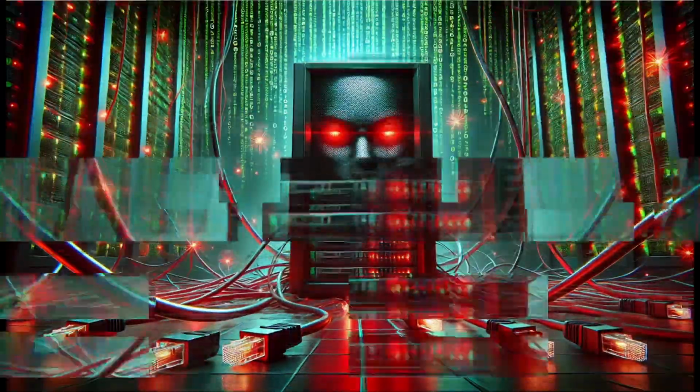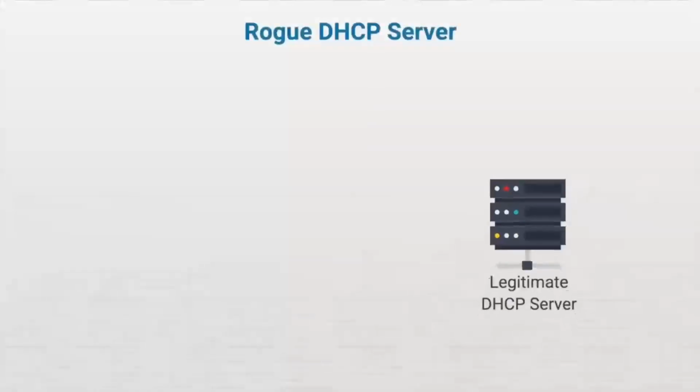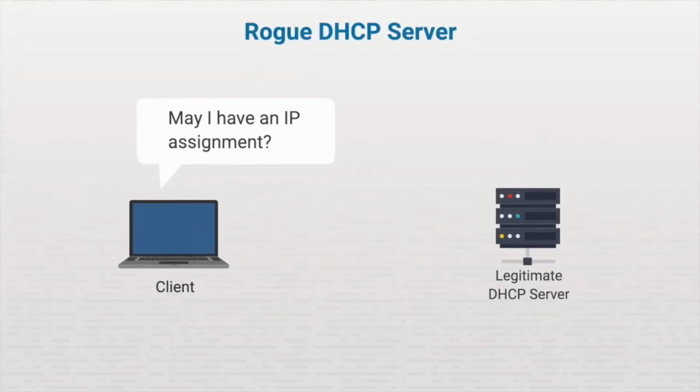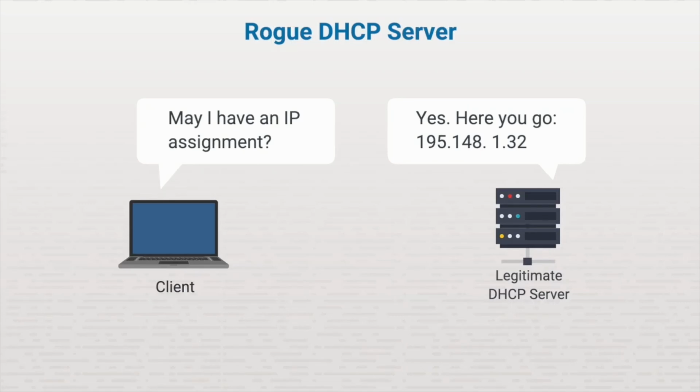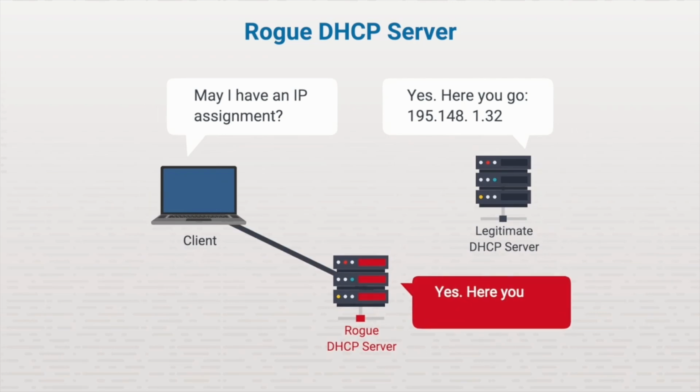Now, let's discuss one last attack called a rogue DHCP server attack. DHCP servers assign IP addresses to requesting devices. The IP address assignments allow devices to communicate with each other. If a second DHCP server is introduced onto the network, any clients requesting a connection receive IP assignment offers from both the legitimate DHCP server and the rogue DHCP server.